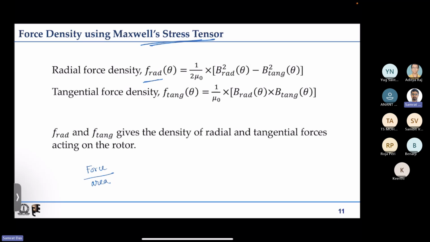Because force is a vector, it has direction. If we look at the force in the radial direction and its force density, that is indicated with small f rad, the radial component of force density. And conversely we can have the tangential force density, f tang. These are given for any given point, at the air gap or in the iron, it does not matter.